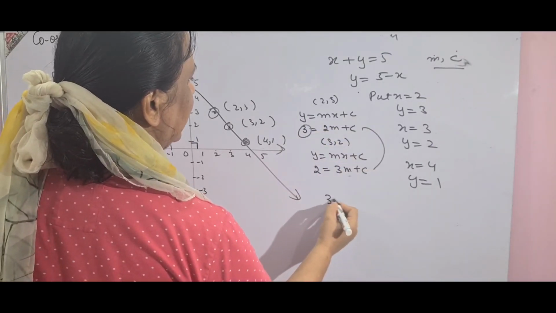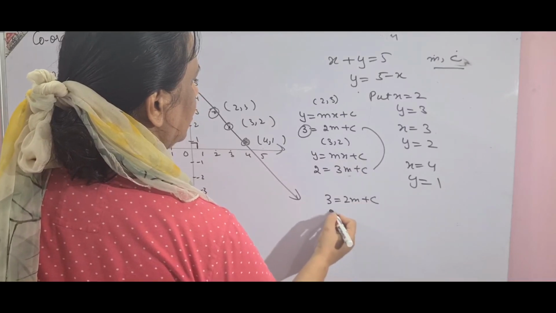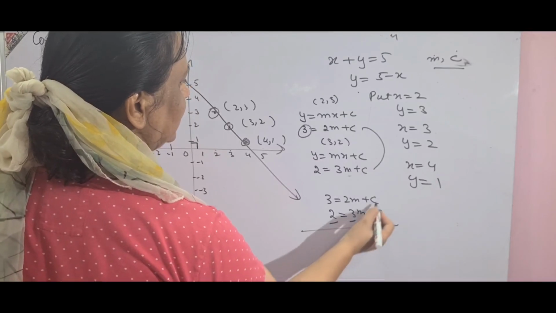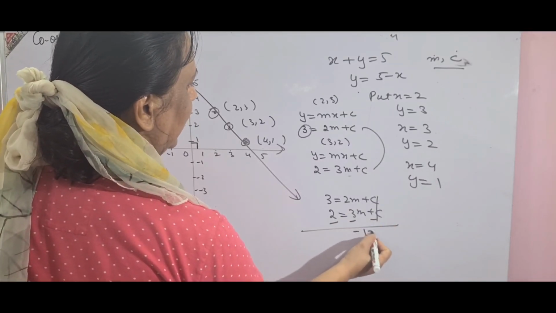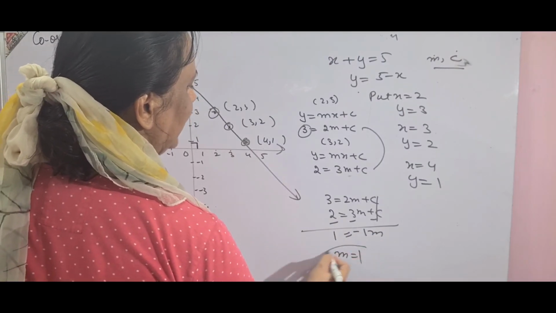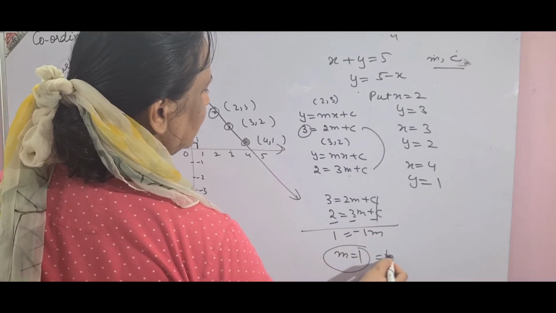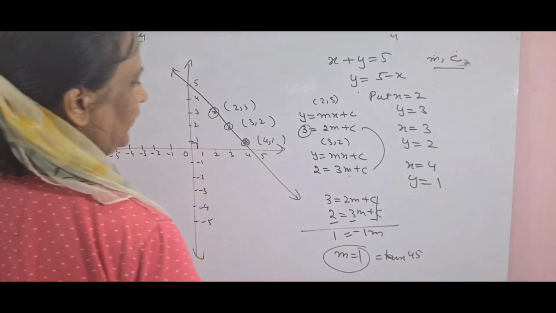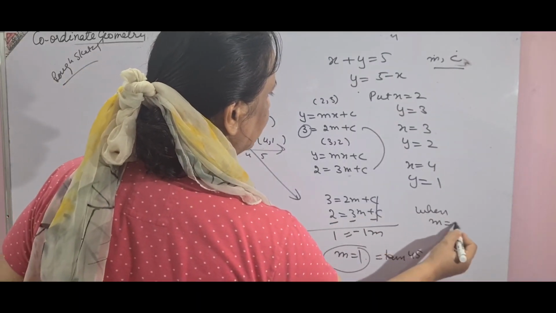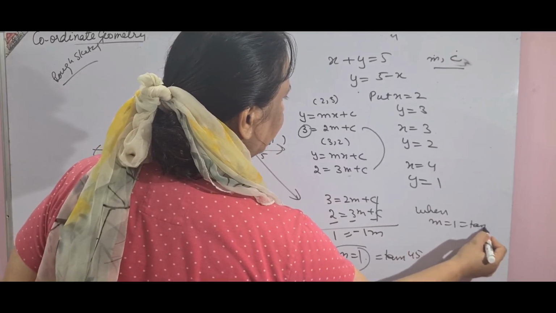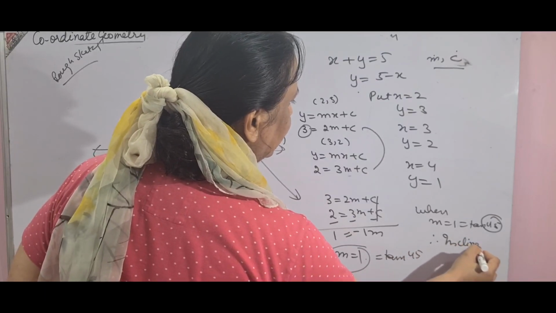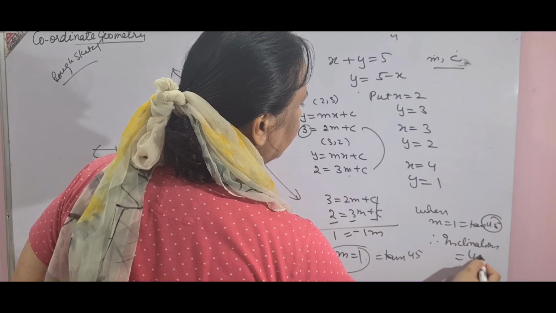3 is equal to 2m plus c. 2 is equal to 3m plus c. See, subtracting, the c cancels. Minus 1m is equal to 1, or m is equal to minus 1. And when is m equal to 1? Remember it is tangent 45. This you have to learn: when m is equal to 1, it is equal to tangent 45. And inclination is just the angle. So inclination you will write, inclination is equal to 45. This is how you do it.